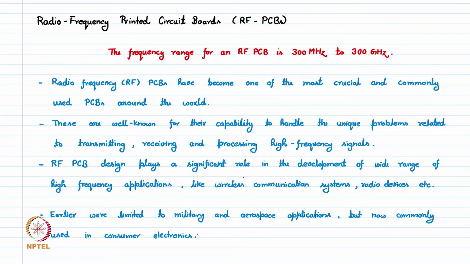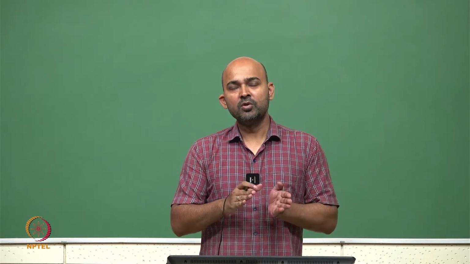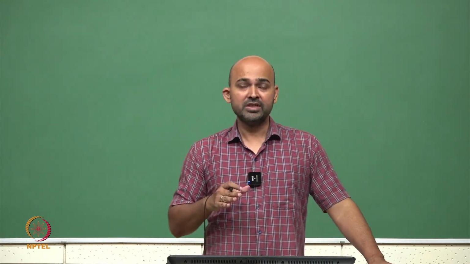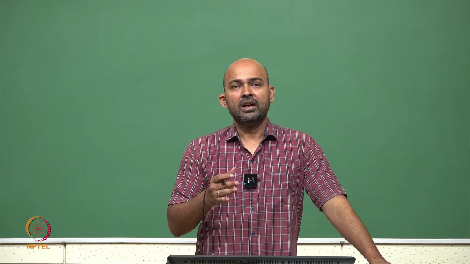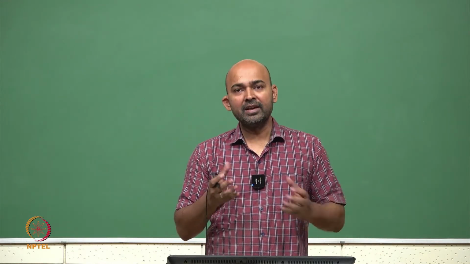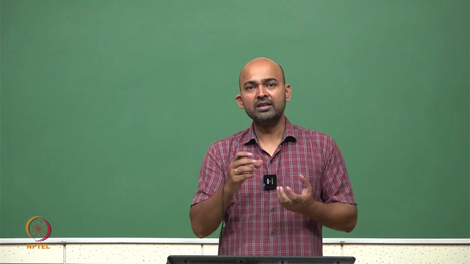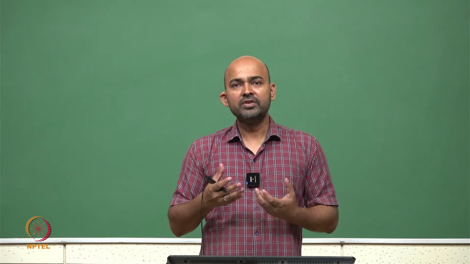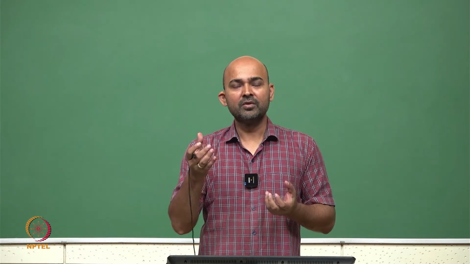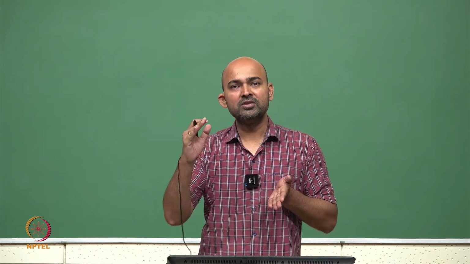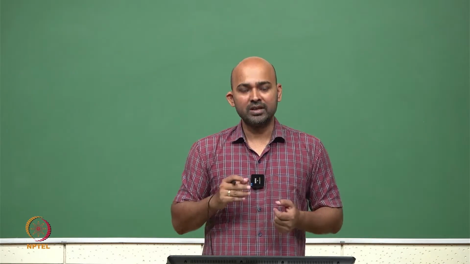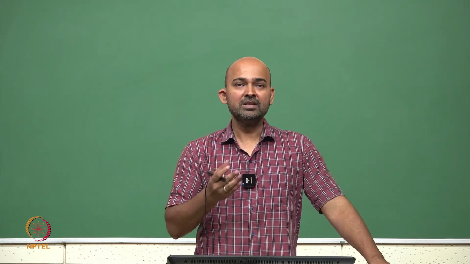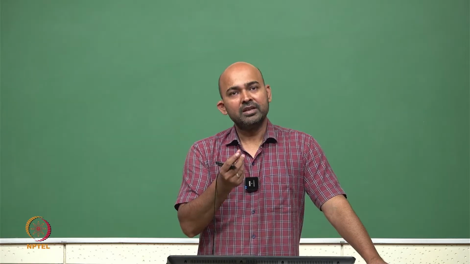So we have these RF PCBs which can go up to 300 gigahertz, which is a very high frequency range, and to make a wireless system we need to send these signals from one device to another device. As we know, if the frequency of the signal is very high, the size of the antenna becomes smaller and smaller. So at this frequency range, the size of the antenna is very reasonable.